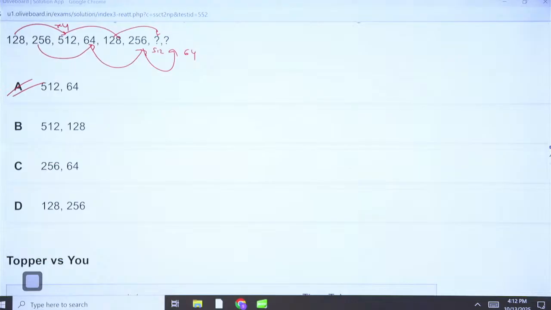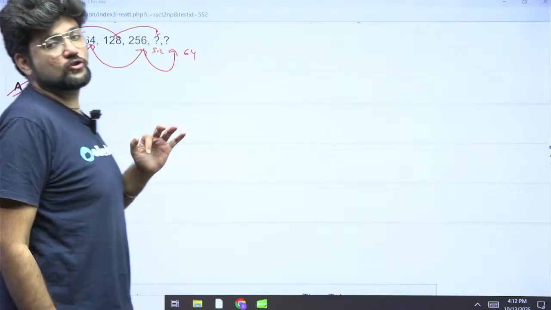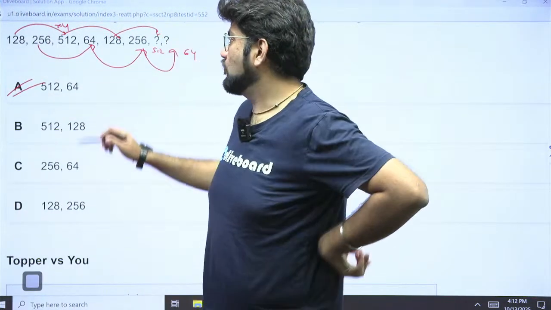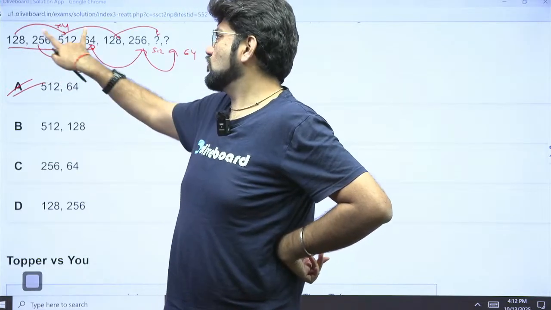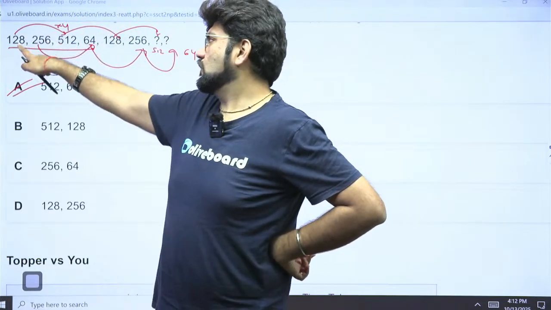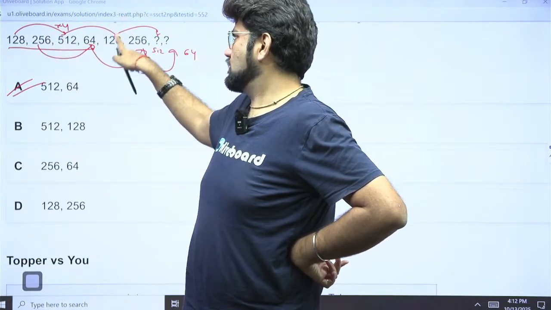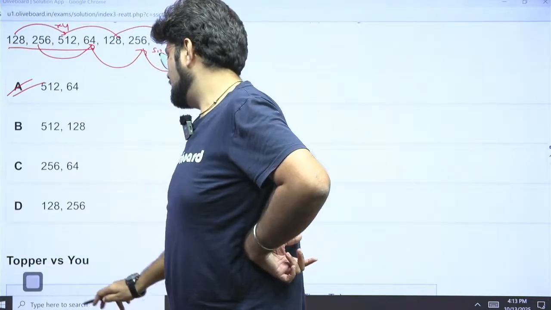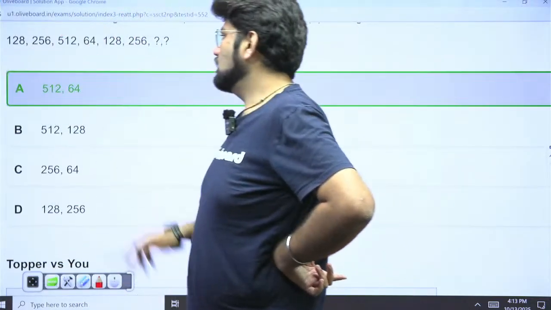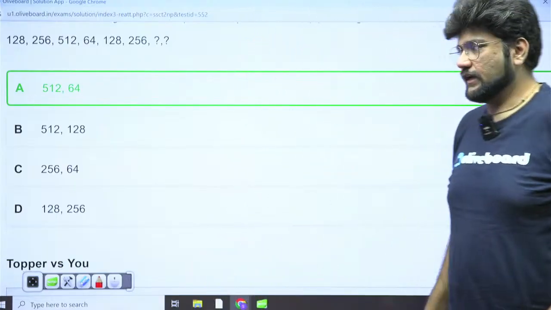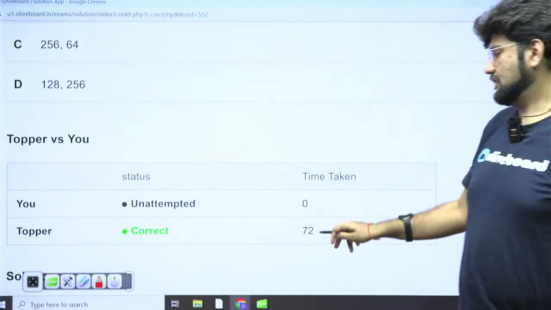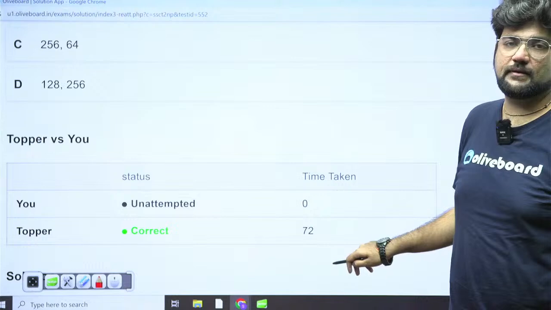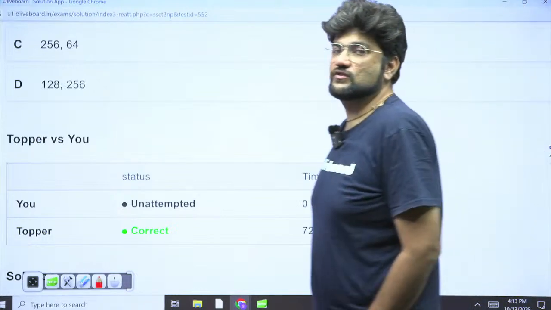That's it. Either you pick it up alternatively or you pick it up in units. Even in units, the first four terms are being repeated as it is. 128, 256, 512, 64, 128, 256, 512, 64. So this is like a bait question. They're trying to trap you and make you waste your time. And that's exactly what has happened. The purpose is solved. Did you understand?